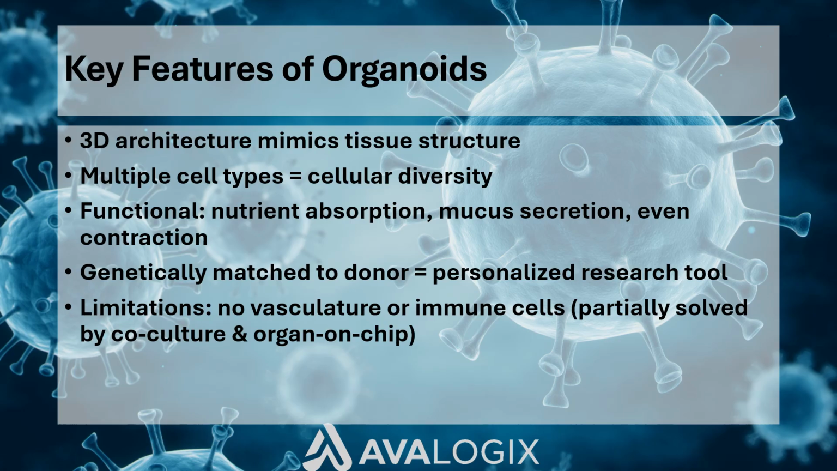Of course, they're not perfect. Organoids typically lack vasculature and immune cells, though co-culture systems and organ-on-chip technologies are addressing that. But for many questions, especially those about epithelial-microbe interactions, organoids are a game changer.